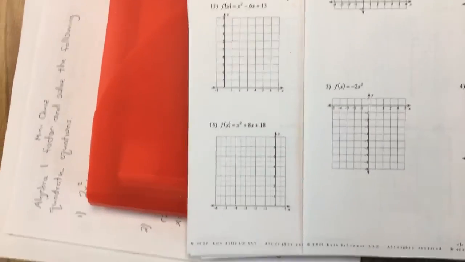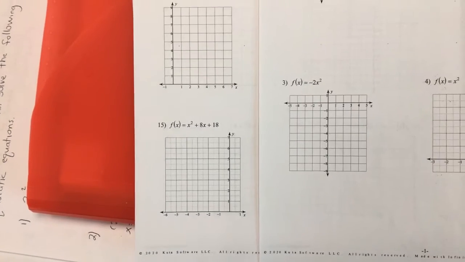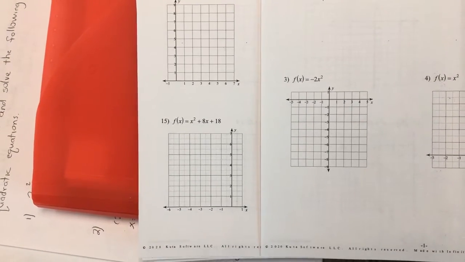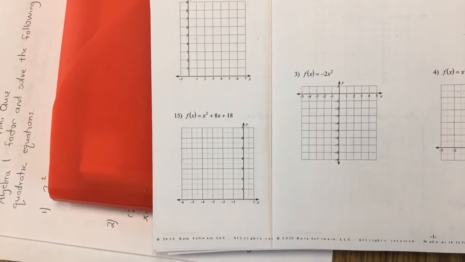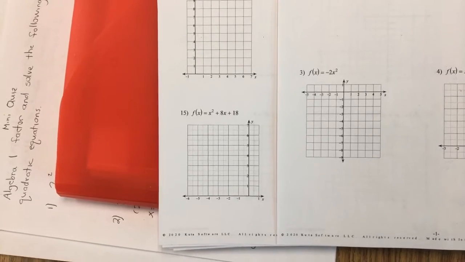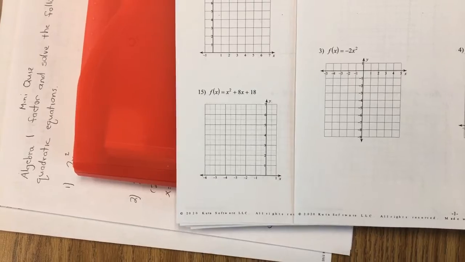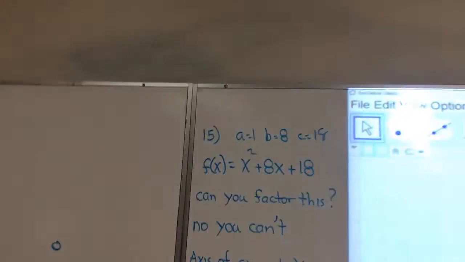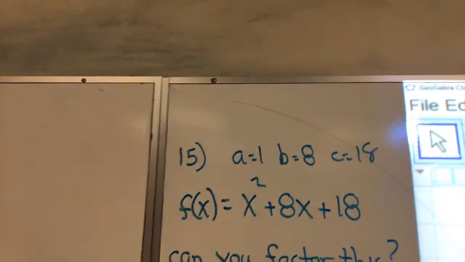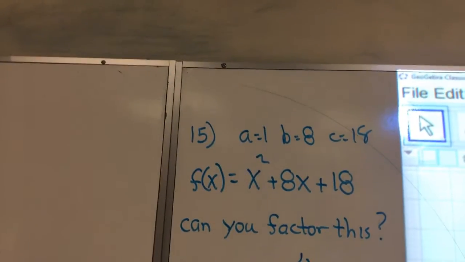So here's number 15. It looks kind of like that. So f of x is equal to x squared plus 8x plus 18. Note the position of the graph. That's a huge hint of what that number 15 is going to look like. All right? So here we go. So 15, there it is. F of x is equal to x squared plus 8x plus 18.